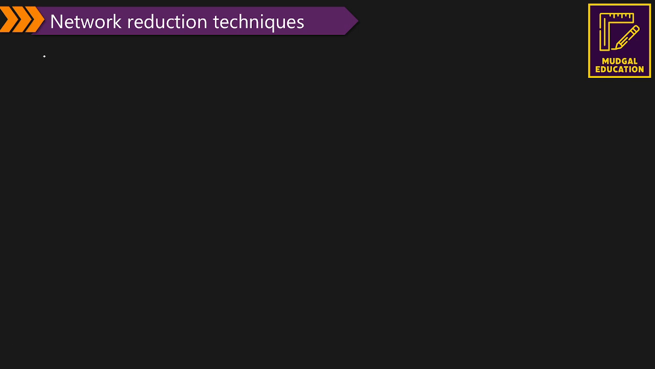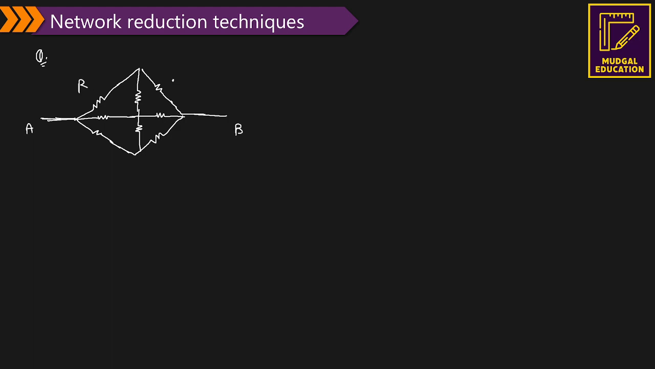Okay, so let me draw. Try to solve this question. Okay, we have R. In place of R, there can be an inductor or capacitor also. That's totally up to the examiner, what they want to create in a network. Now here you can see.